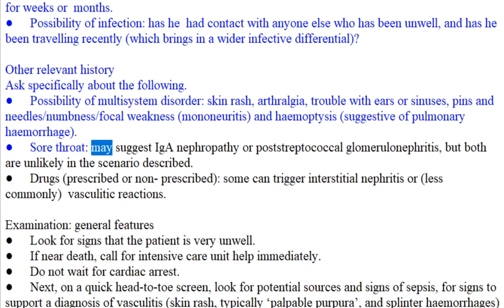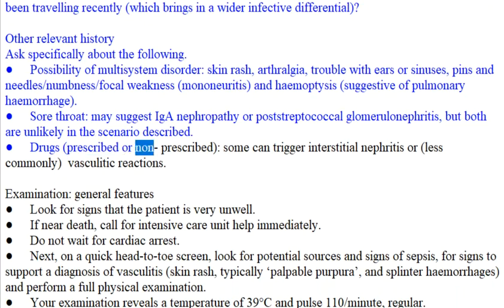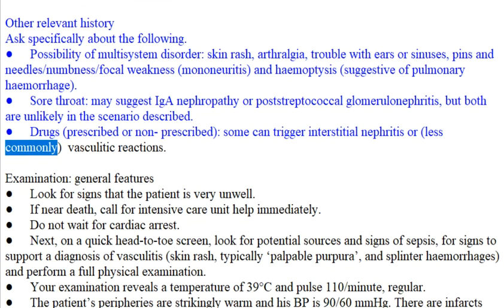Sore throat may suggest IgA nephropathy or post-streptococcal glomerulonephritis, but both are unlikely in the scenario described. Drugs, prescribed or non-prescribed: some can trigger interstitial nephritis or, less commonly, vasculitic reactions.